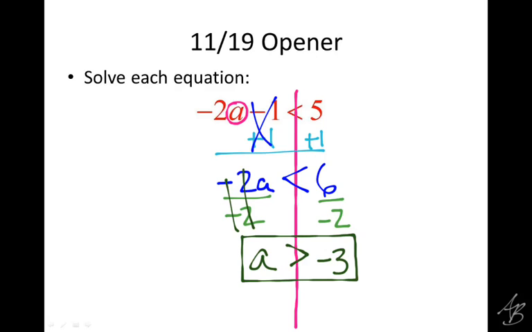Like I said yesterday, this is something that you're going to see on Khan Academy. So when you're solving inequalities on Khan Academy, you'll want to keep this in mind because they will have you solve inequalities that you'll have to either divide by a negative or multiply by a negative.